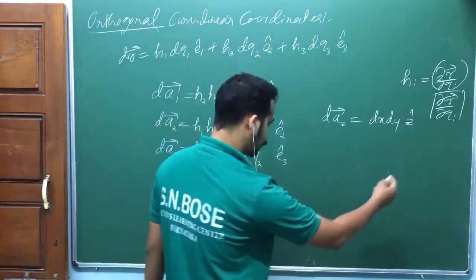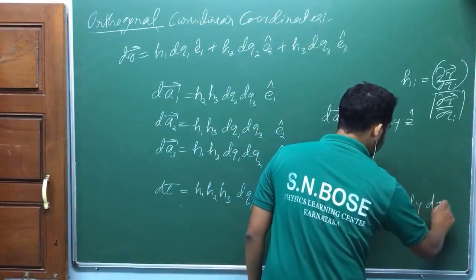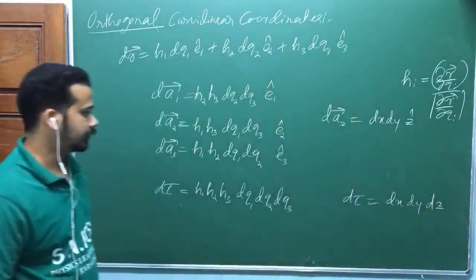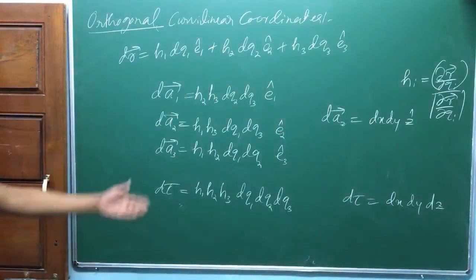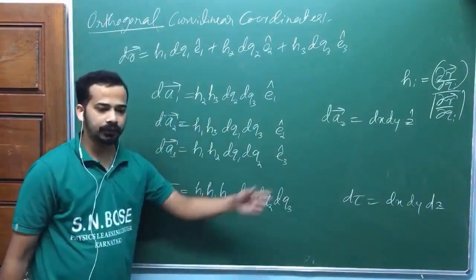Since h1, h2, h3 are 1, d tau will be equal to dx dy dz, that is 1 into 1 into 1, dx dy dz, in the case of Cartesian coordinates. That we already know. So similarly, we define gradient, divergence, and curl.